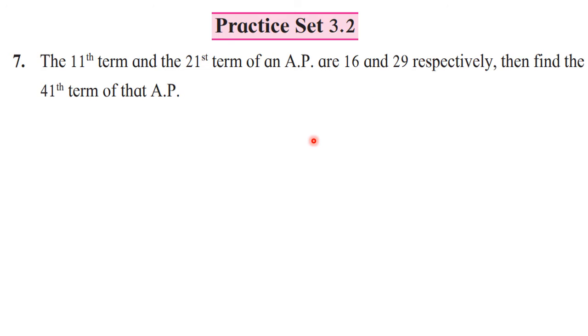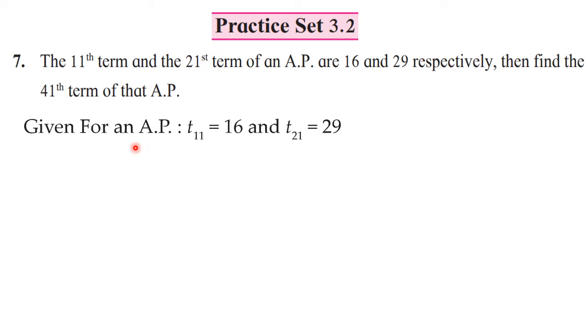If we try to write symbolically, for an AP, T11 means 11th term. How will we write T11? That is 16. And 21st term means T21 is 29. This is what we know, or this is given in the question. And what we have to find is the 41st term. That means we have to find out T41.